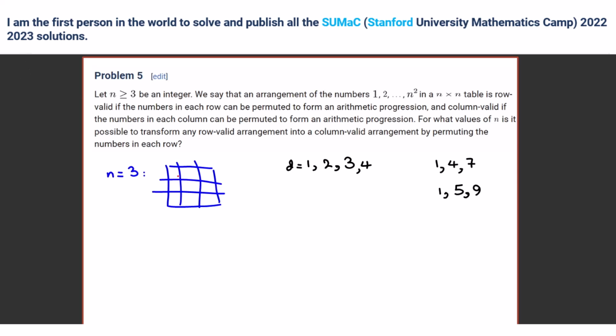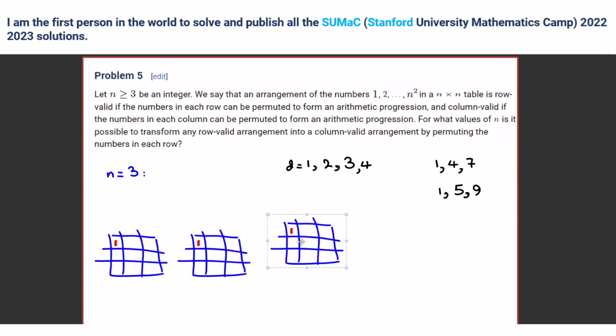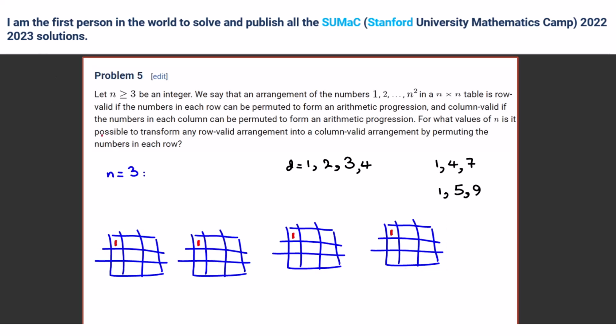So here we want to check. For example, if we consider 1, without loss of generality, we can assume 1 is here, right? Okay, so let's consider different cases. We have 4 possible ways for the first row, right? And look, the permutation is not important, that I write, for example, 1, 2, 3 or 1, 3, 2, because we can permute elements in each row, right? So the first row can be 1, 2, 3, or 1, 3, 5, or 1, 4, 7, or 1, 5, 9. Exactly.